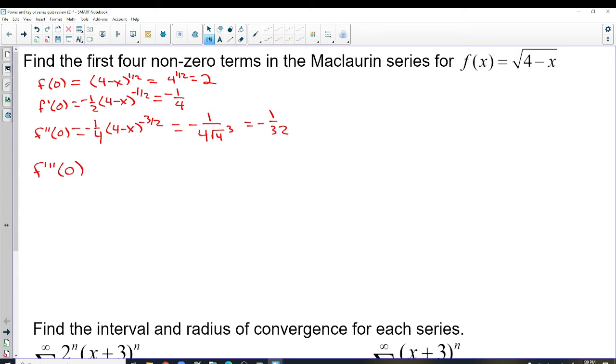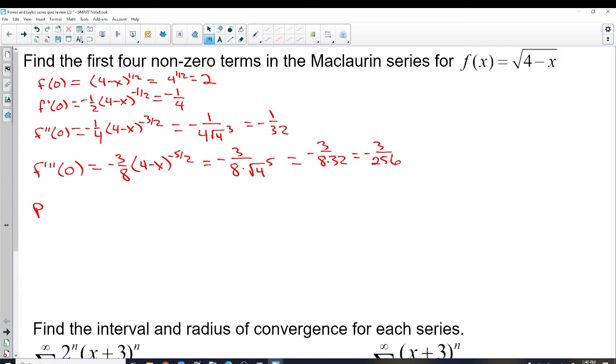First four terms, so I have to go to the 3rd degree, is 3/8 (4 minus x) to the negative 5/2, and then times negative 1. All right, negative 3/8 times, I need the square root of 4 to the 5th power. So 2 to the 5th is 32. Negative 3/8 times 32, that's negative 3/256. So that should be the first four non-zero terms.